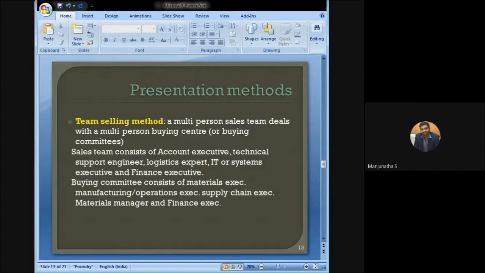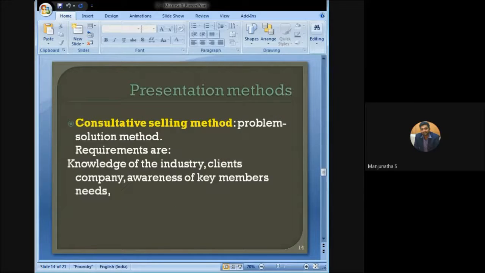This kind of team selling method will happen especially in business to business selling. Then the consultative selling method. This is also one kind of presentation method. We call this the problem solution method also. The requirements are knowledge of the industry, clients, company, awareness of key members, needs, and all consultative. Consulting the people with some references, and if any problem has arisen for them, giving a solution. So such a presentation finds problems, prepares a presentation, and gives the solution through the presentation. So that is one more kind of presentation method.